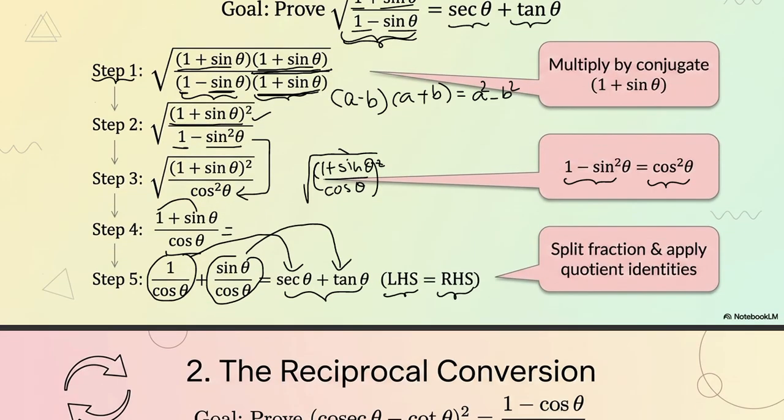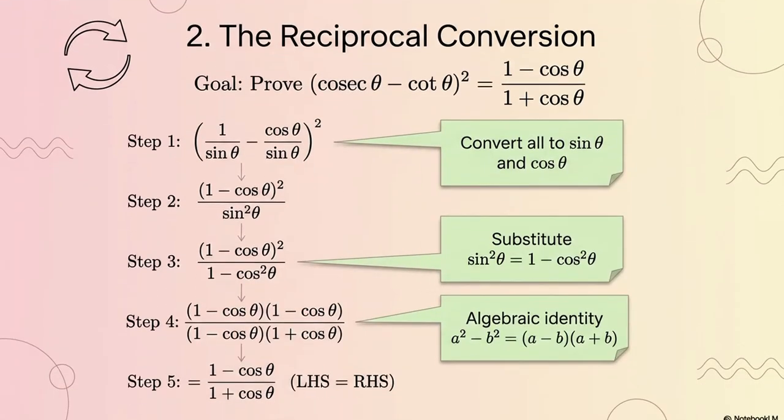Look at the next proof. The next is reciprocal conversion. Suppose this is given: you have to prove (cosec theta minus cot theta) the whole square is equal to (1 minus cos) upon (1 plus cos). In that case we will convert cosec and cot in terms of sine and cos. Most probably, in proofs always convert cosec, cot, tan in terms of sine and cos.